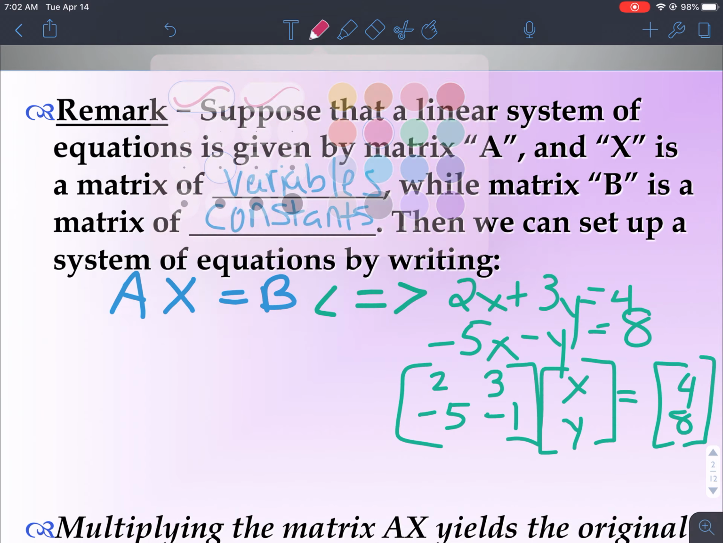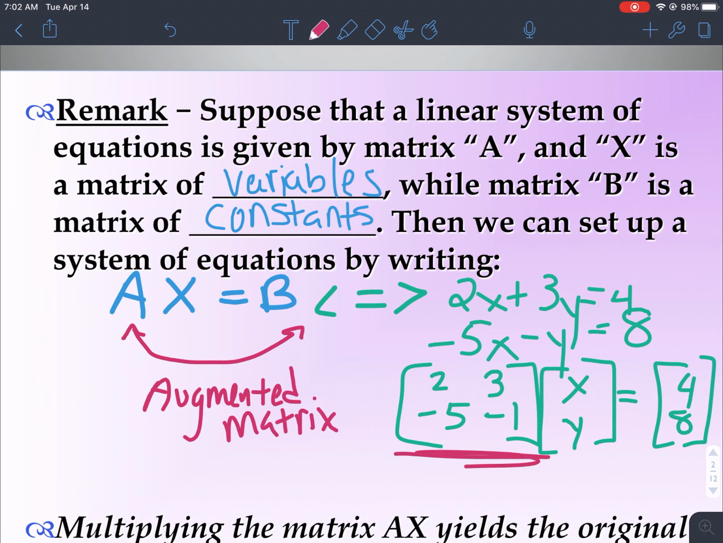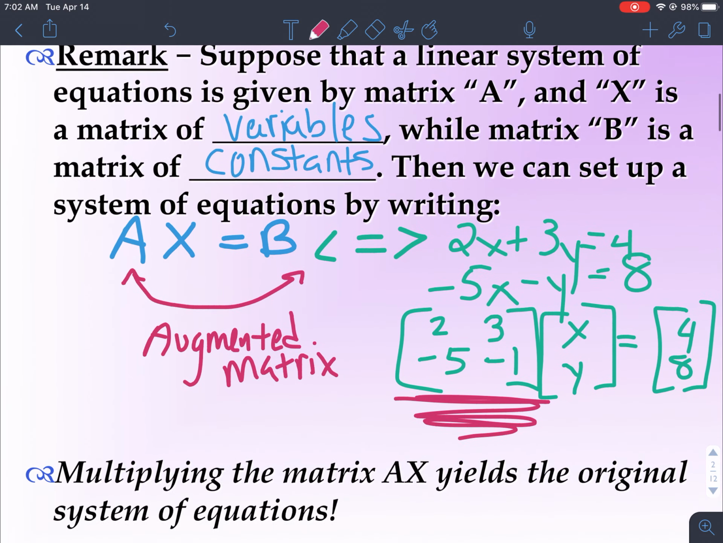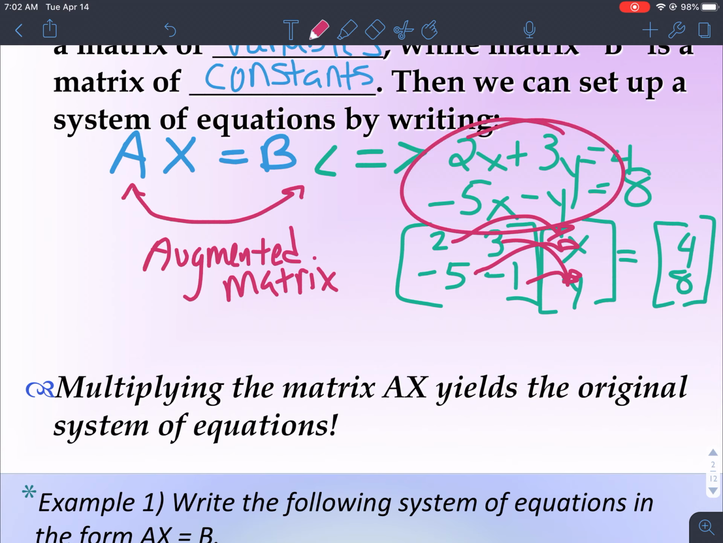What we're used to seeing is, if we put those two together, that would be an augmented matrix. But just notice that if we make simply the coefficients, that's a square matrix. The other thing that we can note is if you multiplied the matrix A times X, you would end up with the original set of equations.